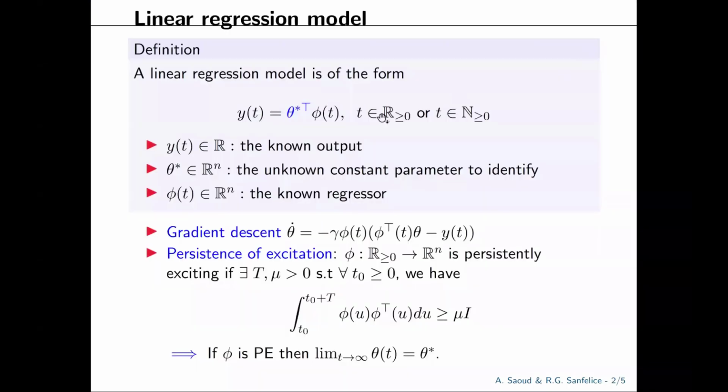So we have a linear regression model where y represents the known output, phi the known regressor, and theta star is the constant unknown parameter we want to identify. So in order to estimate theta star, we use the classical gradient descent algorithm. Indeed, we define a parameter estimator theta, to which we associate an update law described by the following differential equation. And then it can be shown that if the regressor phi is persistently exciting, in the sense that it satisfies this condition, then the parameter estimate theta will converge to theta star asymptotically.